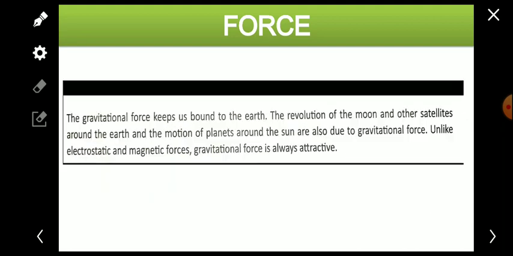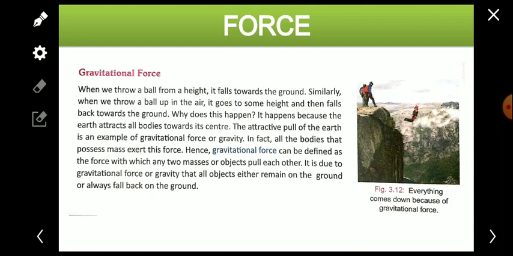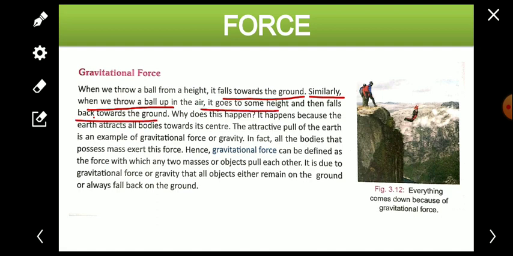Now we will talk about gravitational force. Already we know about the gravitational force, no? When we throw a ball from a height, it falls towards the ground. Obviously, if we throw anything upward, it will fall downward again and always. Similarly, when we throw a ball up in the air, it goes to some height and then falls back towards the ground. Why does this happen?